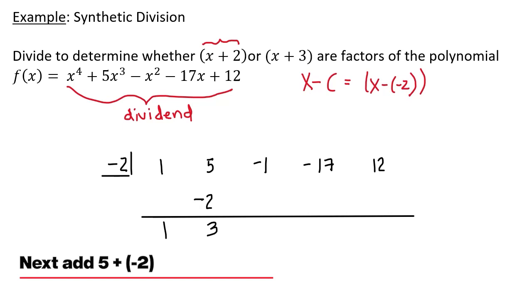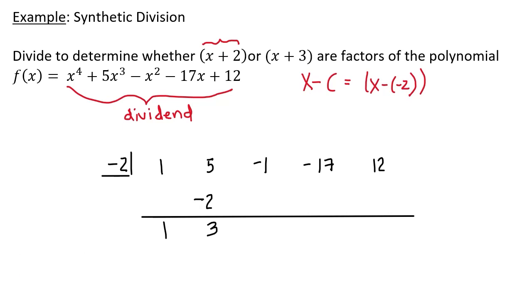Now I'm going to multiply. Negative 2 times 3 is negative 6. This gives me negative 7. Negative 2 times negative 17 is positive 14. That gives me negative 3. Negative 2 times negative 3 is positive 6, and I'm left with 18. So my remainder is 18.